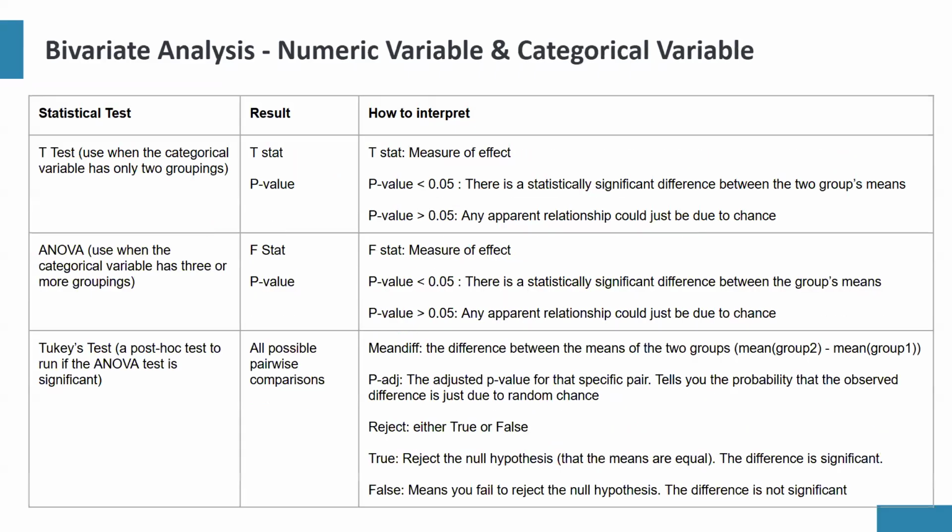Alright, next is numeric and categorical. This is the one that most people on that little emoji Slack poll indicated the most. So I'll go through the definitions, and then I have an example that I hope will connect the dots.